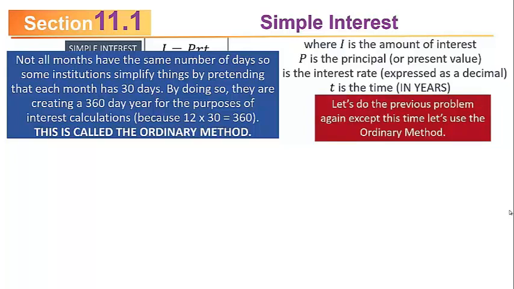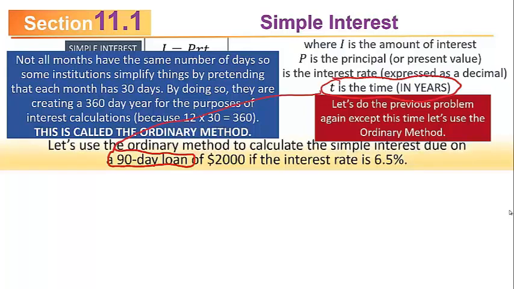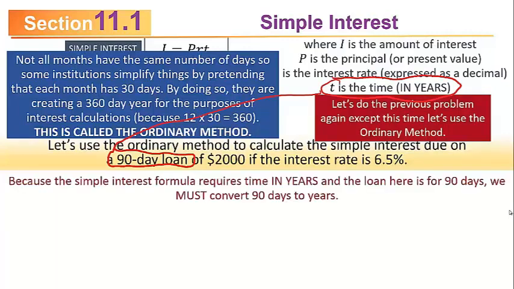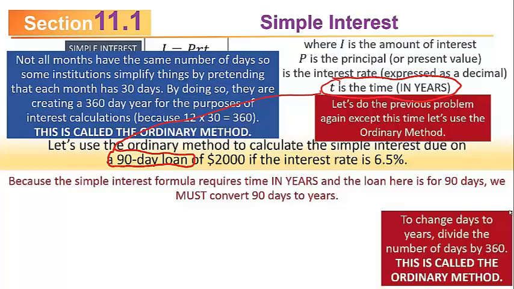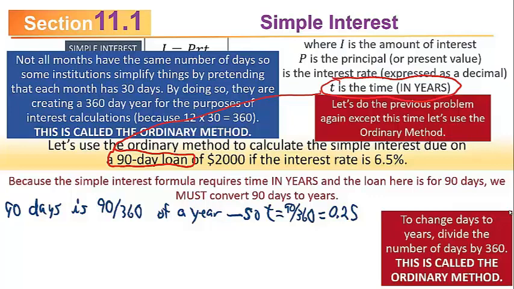So if you go back to the previous problem, the exact method uses the exact number of days in a year, which is 365. The ordinary method pretends there's only 360 days in a year and uses 360 instead of 365. So the calculation is exactly the same. If I take that same problem but do it using the ordinary method, the only difference is converting 90 days, I divide by 360 instead of 365. So ordinary method, divide by 360; exact method, divide by 365. I'm doing the ordinary method here, so I divide by 360. 90 divided by 360 comes out to be 0.25. Otherwise, the calculation is exactly the same.